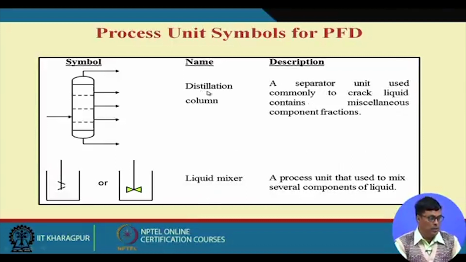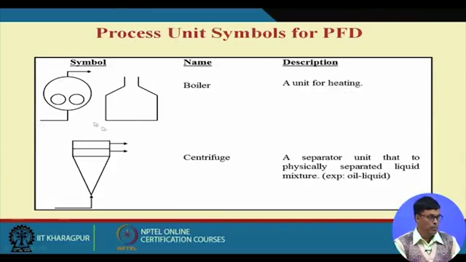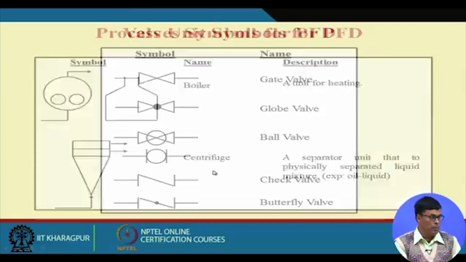Then this is the distillation column, largely used in the alcohol making industry, in the ethanol fermentation process. We use distillation. So this is fractional distillation, through which at different temperatures you can separate out different fractions. And the liquid mixer tank can be represented by this. Then these are reactor chambers. The reaction chambers can be represented like this. A horizontal tank and cylinder can be represented like this. A boiler can be represented like this. A centrifuge can be represented like this.